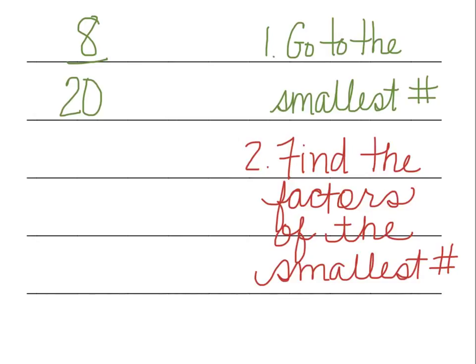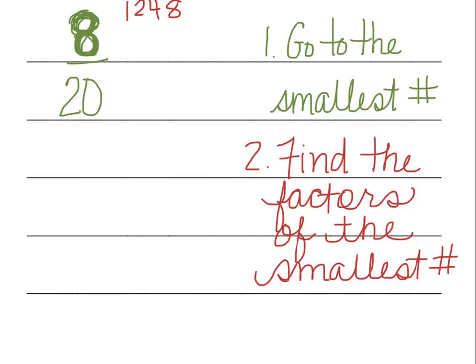Go to the smallest number. Well, the smallest number is the 8. 8 is smaller than 20. Hopefully we didn't have any problems with that. Step number 2, find the factors of the smallest number. 1 times 8, 2 times 4. I'm just going to list them out.